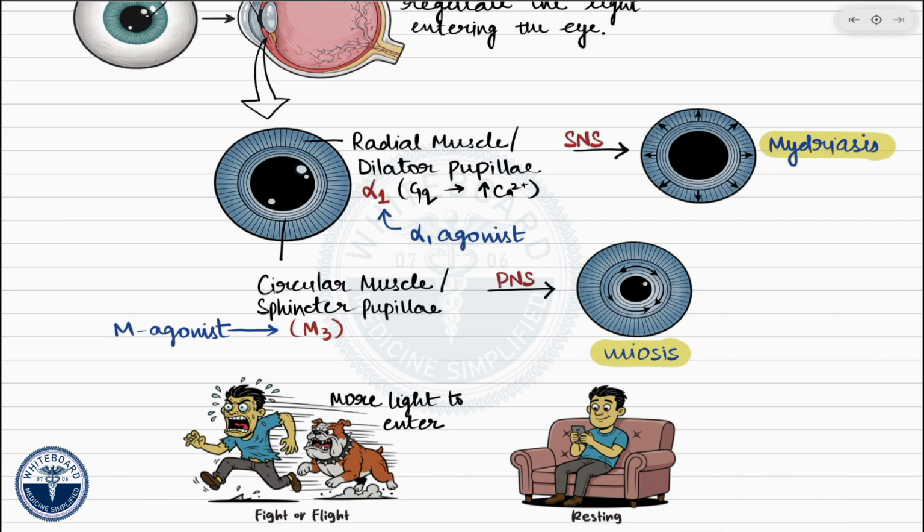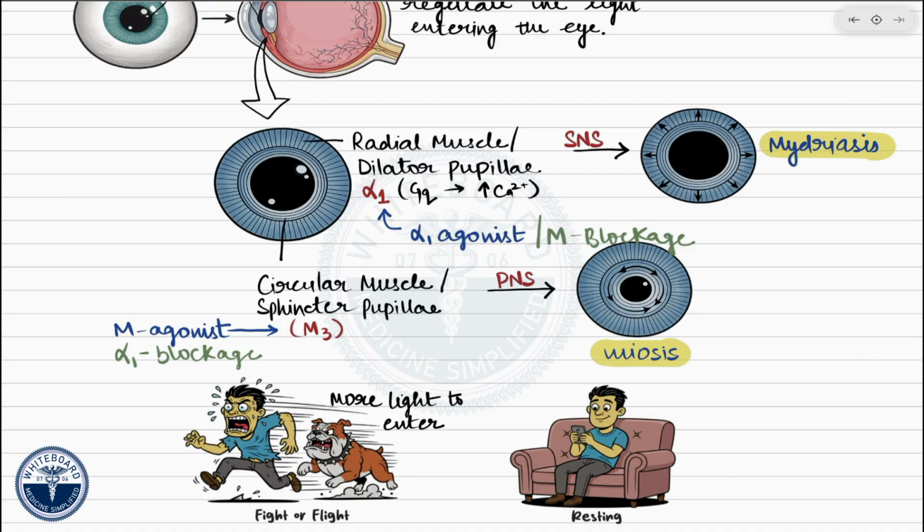Therefore, miosis can be produced in two different ways, either by stimulating M3 receptors or by blocking alpha-1 receptors. Likewise, mydriasis can also be produced in two different ways, either by stimulating alpha-1 receptors or by blocking M3 receptors. Consequently, whenever we encounter miosis or mydriasis in a patient, we must consider at least two possible autonomic mechanisms before reaching a conclusion. At this point, you can probably appreciate the challenge.